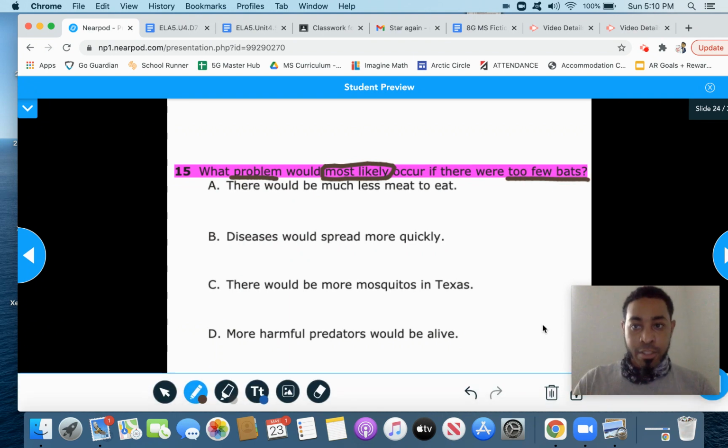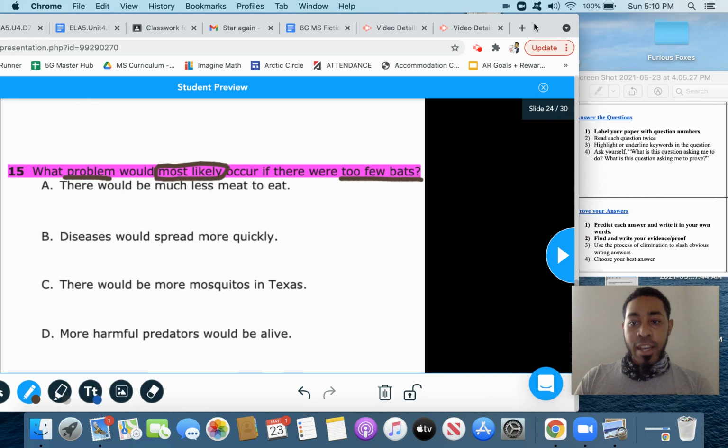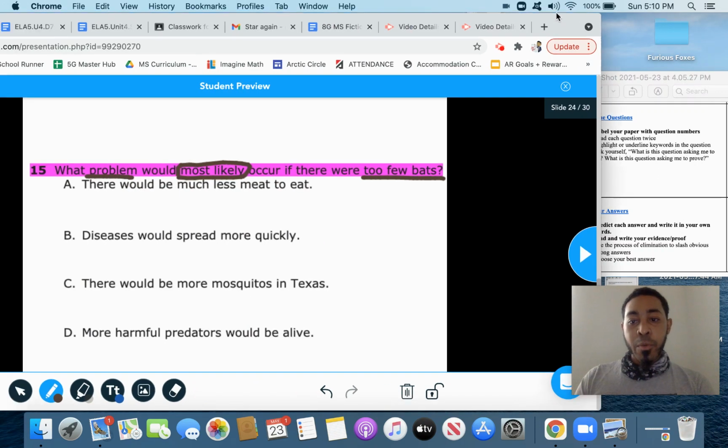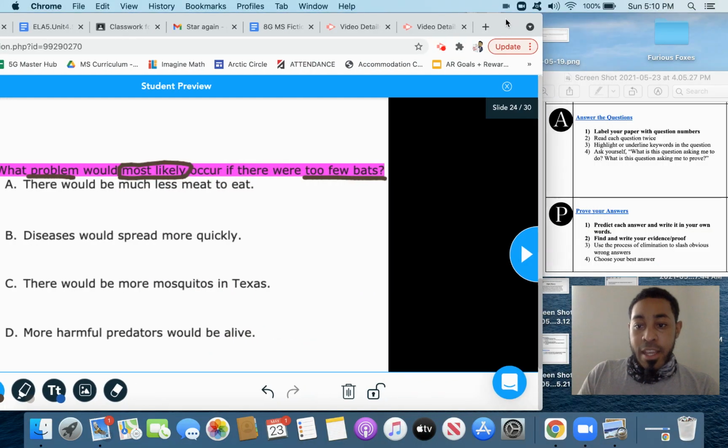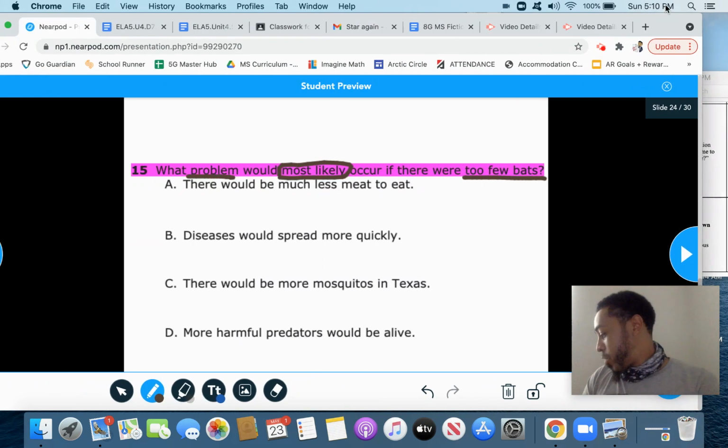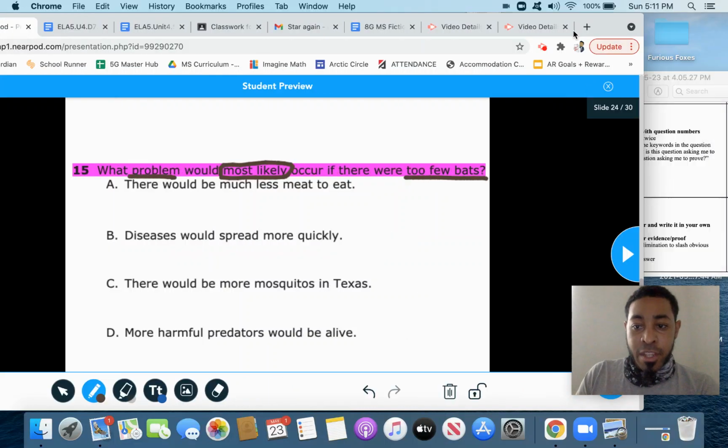Okay, awesome. Next, what is this question asking me? What is it asking me to prove? Okay, talking about inferences. How can I take my background knowledge plus this new information I learned about bats to answer this question correctly to get more points? And so it's asking me to prove if there's less bats, what's going to happen. And so I think my prediction is going to be, I think there's going to be less benefits. We read about how there's benefits of bats. Well, if there's less bats, there's going to be less benefits. Okay, so I predicted my answer.